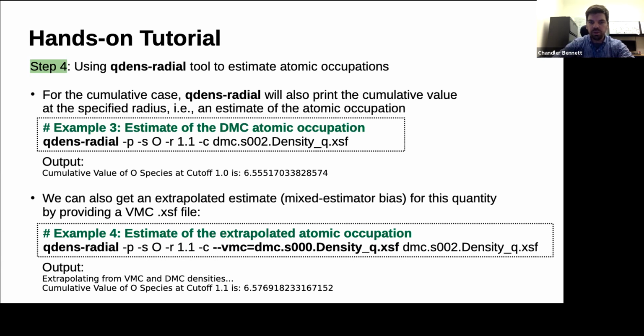And we can also, with this same tool, get an extrapolated estimate, because we're thinking about mixed estimator bias. For this, in addition to the DMC XSF, we just tell it that we also have a VMC XSF density lying around. And it by default will combine the two together to give us an extrapolated estimate. Notice that this did change a little bit.